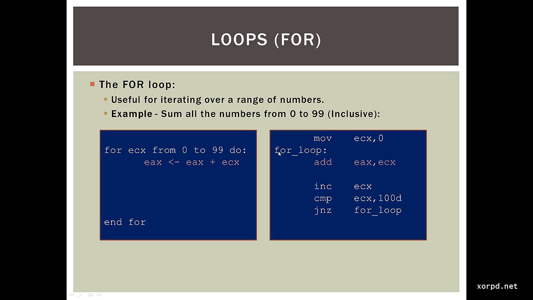Then there is the label of the loop, and right after it, we expect to have the actual work that is done in every iteration of the loop. And this work could depend, for example, on the index. Here we can see that the addition depends on the index. It depends on the value of ECX, which changes in every iteration.